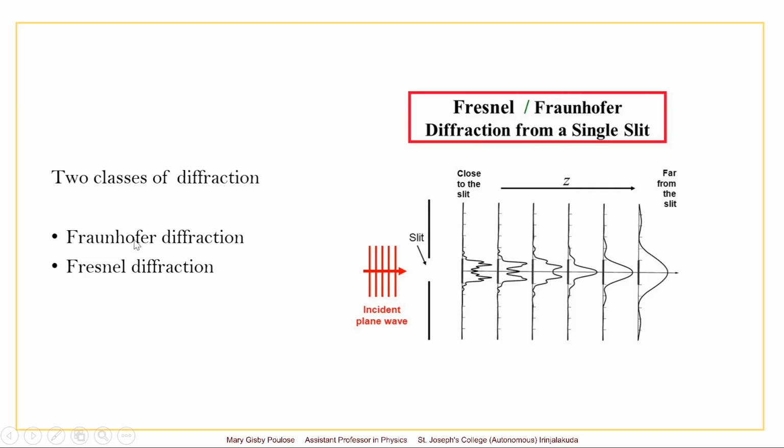So basically, there are two types of diffraction: Fraunhofer diffraction and Fresnel diffraction, and this picture shows the nature of the pattern. As we move far from the slit, the diffraction pattern is of this nature, and if we move closer to the slit, the diffraction pattern will be of this nature.